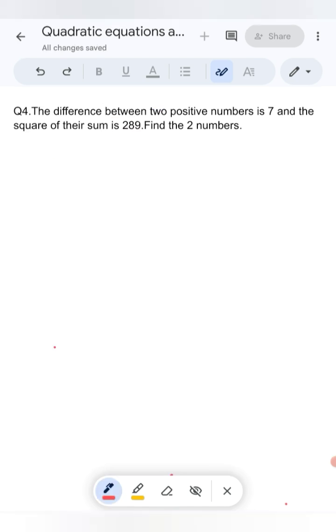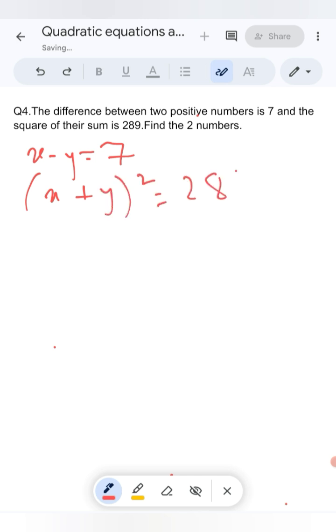Question says the difference between two positive numbers is 7. I don't know which numbers they are talking about, so I will be considering two positive numbers as x and y, and difference means to subtract them, and I get my answer 7. Okay, and the square of their sum is 289. Now in the previous question we had the sum of their squares, but here we have the square of their sum. This means once I add those two numbers up and then square it, I get my answer 289.